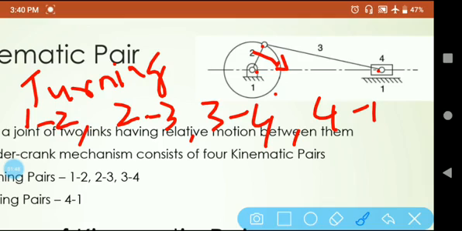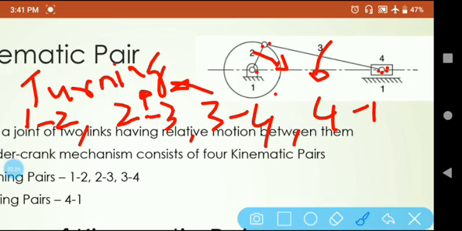Similarly, 2 and 3 will also rotate, right? So when 2 rotates in the clockwise direction, 3 also will undergo a rotational motion. It will move in this direction. So when you consider the joint 2 3, that is this joint, it is also a turning pair. Similarly, the joint 3 4 is this joint, that is also a turning pair.